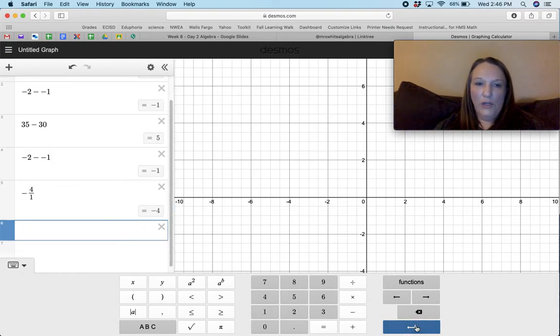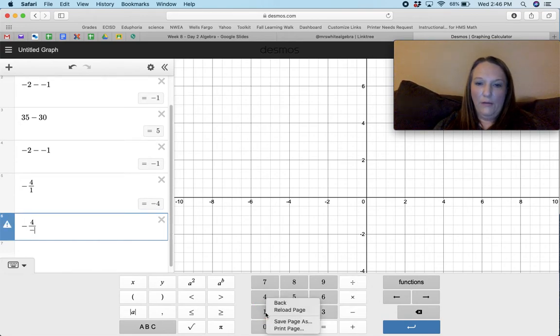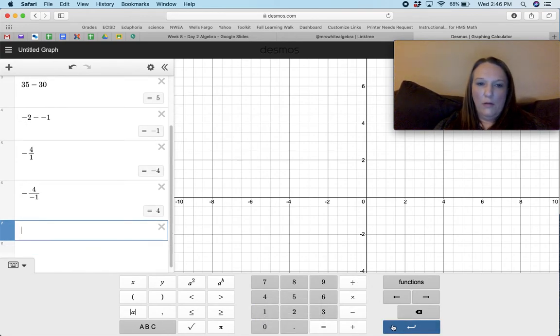Hit return, and it's going to tell you that you have, oops, I think I messed up on that. -4 divided by -1. And that's going to give you a +4. See how I messed up? I was thinking that I was putting the negative, but I didn't. But I realized it because I looked over here and it just had that negative. Do you see the double negative here? 2 negatives turn into a positive.